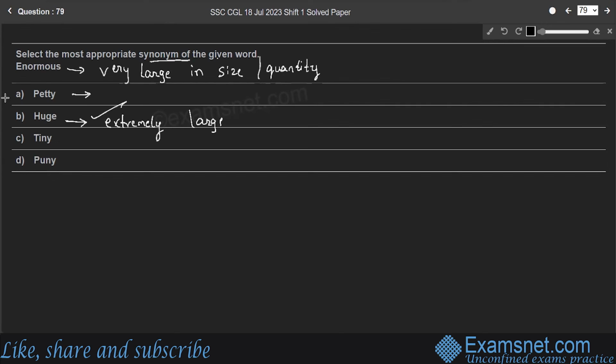Whereas the remaining words are: petty, which means of little importance or trivial; tiny, which means very small; and puny, which means small or weak. Therefore, option B is the right answer.